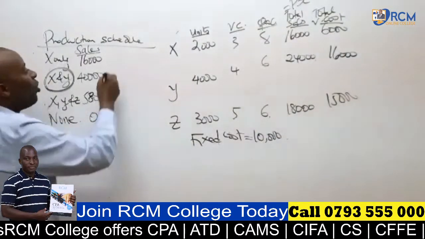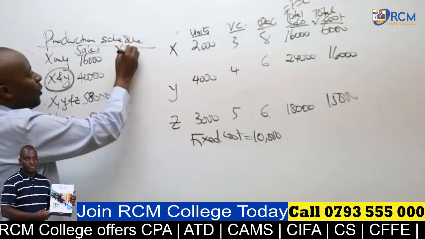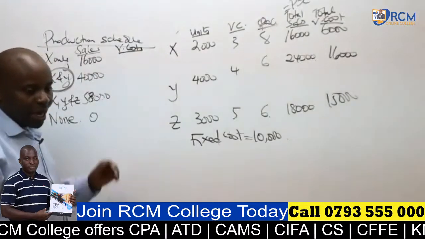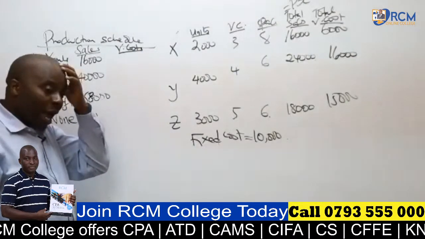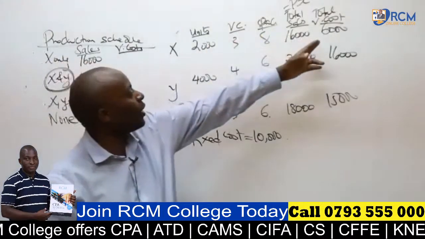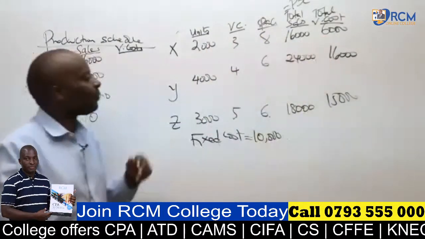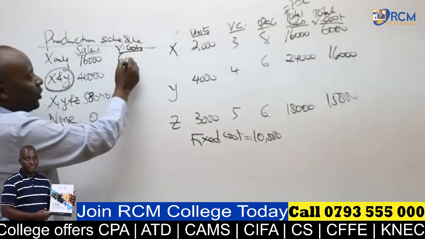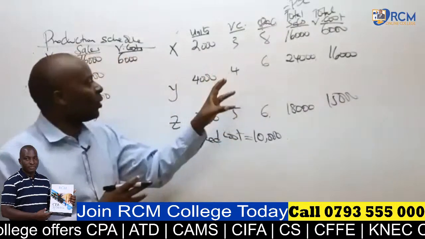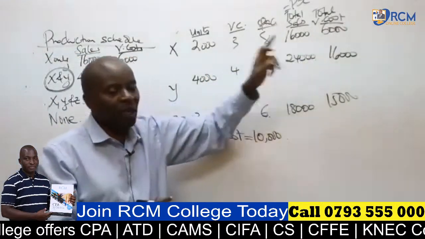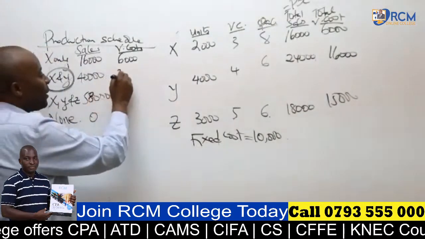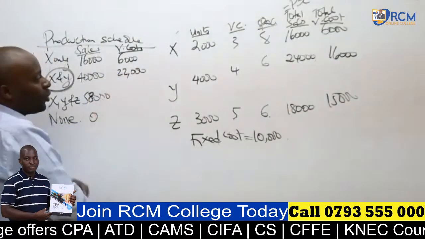So please go ahead and give me the total variable costs under the conditions given. If we produce X alone, I can see the total variable cost there is 6,000. If we produce X and Y, it means that variable cost will be 6,000 plus 16,000. That will give me what figure? That will give me 22,000.